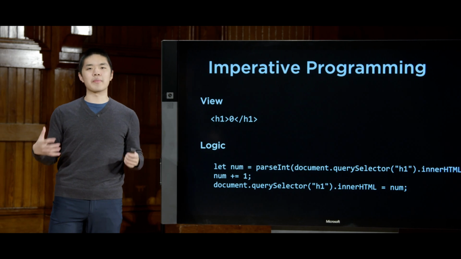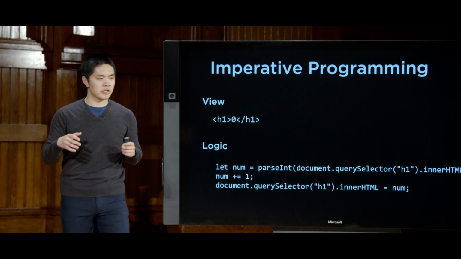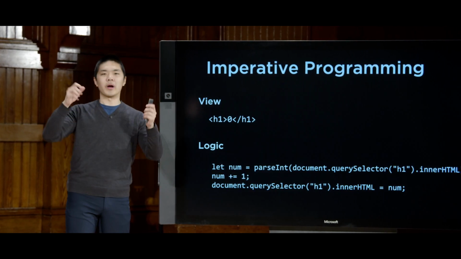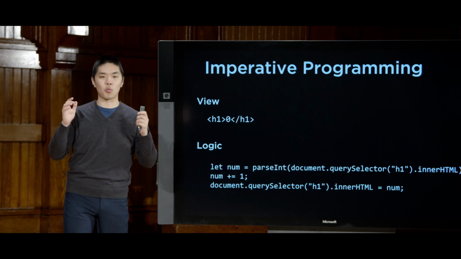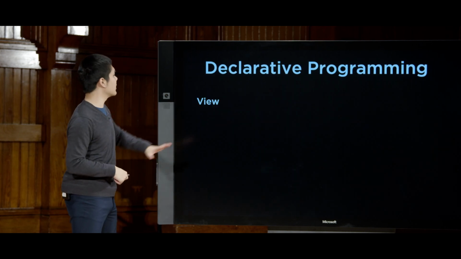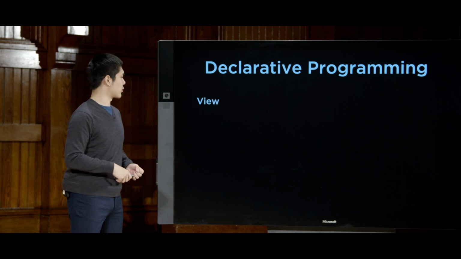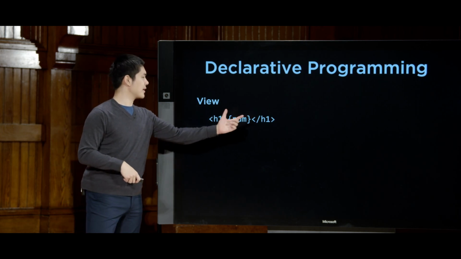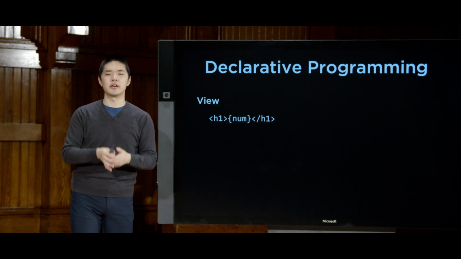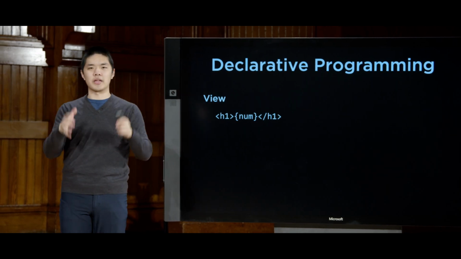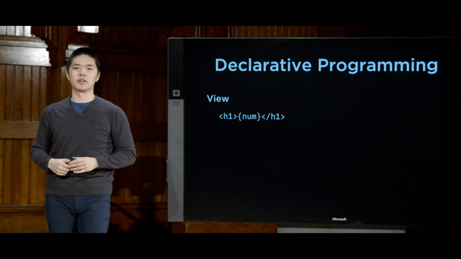What declarative programming is going to allow us to do is just describe what state should be displayed on the page in what form. In declarative programming, in our view, like the HTML-like code that we're going to be writing, we're just going to say something like h1 and then in curly braces num, to mean fill in the number here. And this is what the React syntax is going to look like.